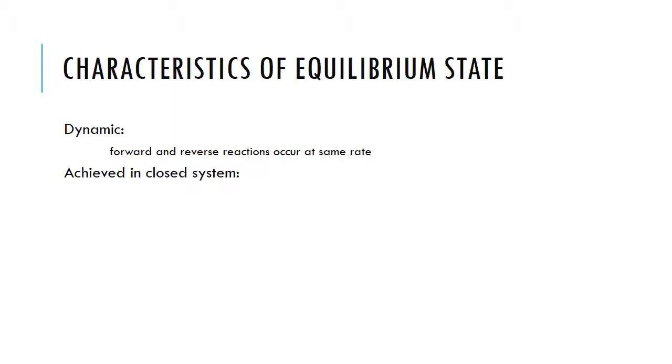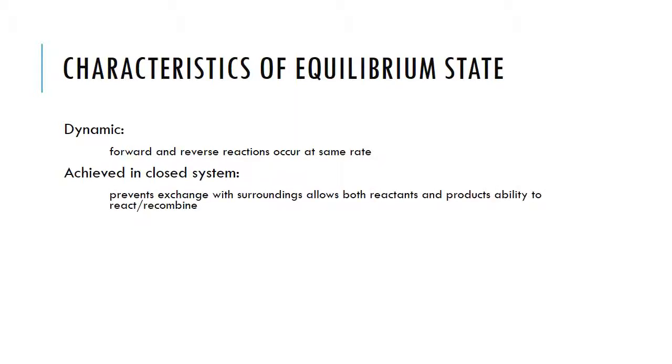Second, equilibrium can only be achieved in a closed system. Because by being in a closed system, that's going to prevent the exchange of reactants and or products with the surroundings. And so that only allows those reactants and products to react and or recombine, with no other interaction and no loss. A lot of these times we're working with gases and we could lose the gases. And therefore that would not allow for an equilibrium state to be achieved because you're constantly having a loss of compounds.